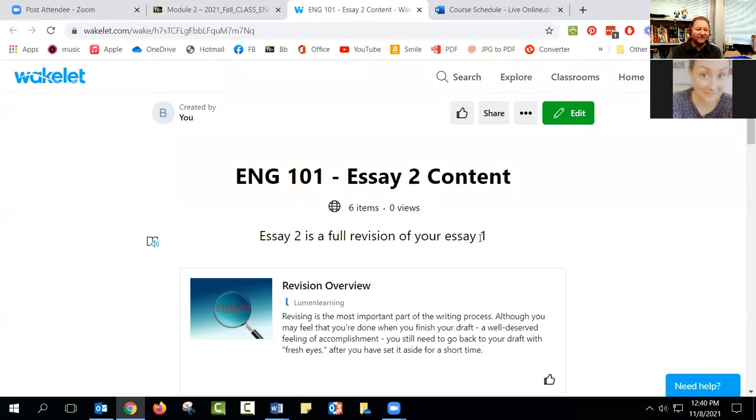Because almost every single semester I have a student submit a completely different essay for Essay 2. You're going to use the exact same topic. Your Essay 1 is entirely the basis for Essay 2. You're just going to revise it, right? You're going to make it better. You're going to improve it in a number of different ways.